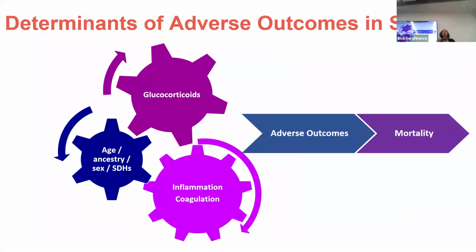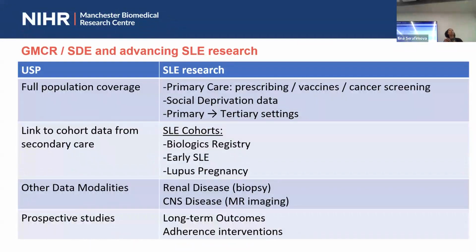If we consider a model of how these morbidities build up over time, there's the influence of active disease or inflammation, the treatments that we use, in particular glucocorticoids or steroids, but also demographic factors have an effect. There have been large population-based studies of lupus, but there are several reasons why we were attracted to the GMCR data environment.